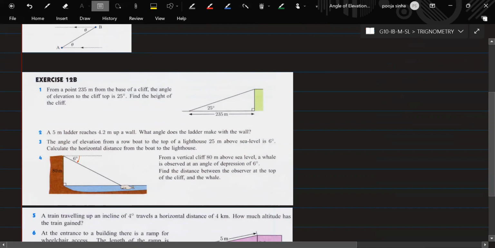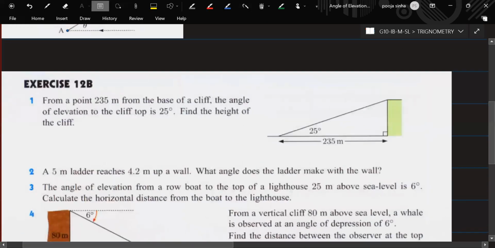From a point 235 meters from the base of a cliff, the angle of elevation to the cliff top is 25 degrees. Find the height of the cliff. You can see the diagram here, right? The diagram is given luckily for us.